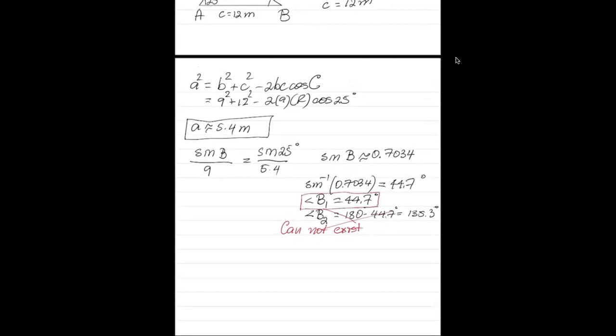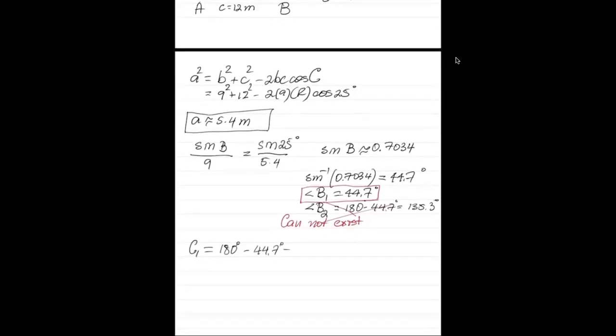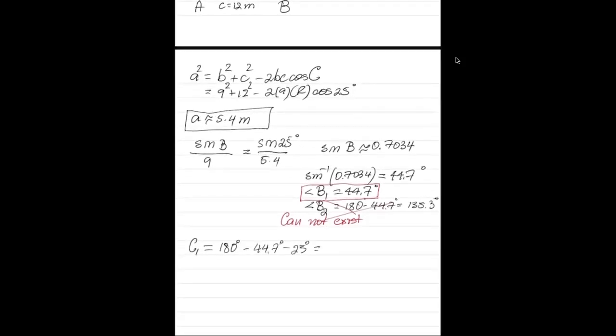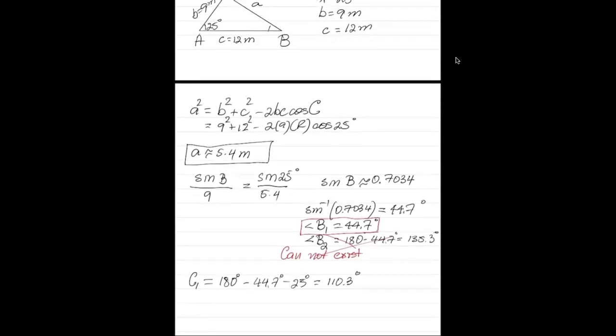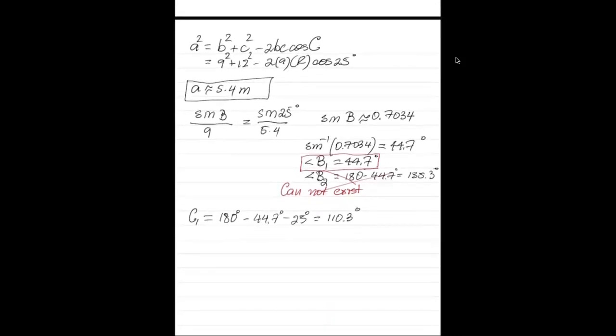Now we have to find angle C1, the third angle, which you can find by subtracting from 180 the 44.7 degrees and the given angle, which is 25. So what's left is 110.3 degrees. This is our obtuse angle, angle C, because angle C, being the biggest angle, faces the longest side, 12. All right, so we are able to solve the triangle with the law of cosines for the second case, side angle side.